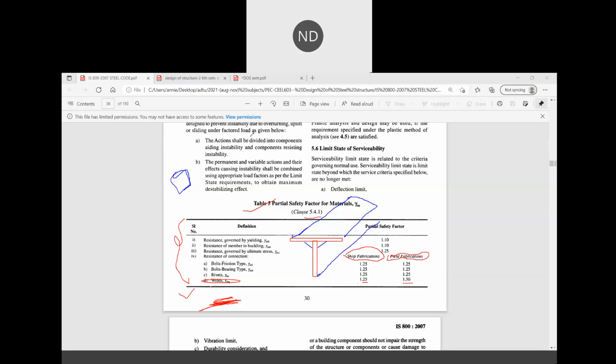Now somewhere on the outer side, a very far off place, you have prepared this. You have already joined these two in the shop, and then you have brought them to the site. This is a very big area, I'm just showing you as a small one.